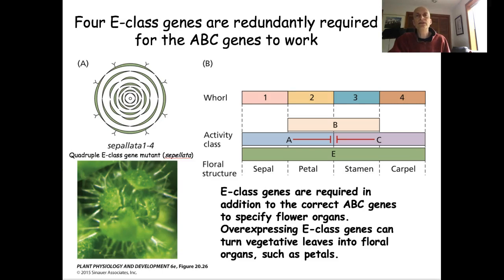So the E-class genes are required in addition to the correct ABC genes to specify flower organs. And like we discussed before, you can do an overexpression analysis in addition to your mutant analysis to see not only what happens when you knock out a gene, but also what happens when you overexpress that gene. And so overexpressing these E-class genes can turn vegetative leaves into floral organs, such as petals. So that was interesting and unexpected.